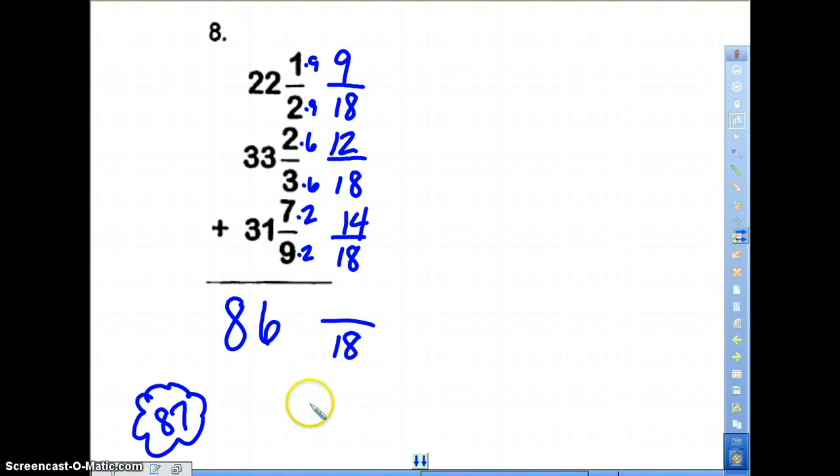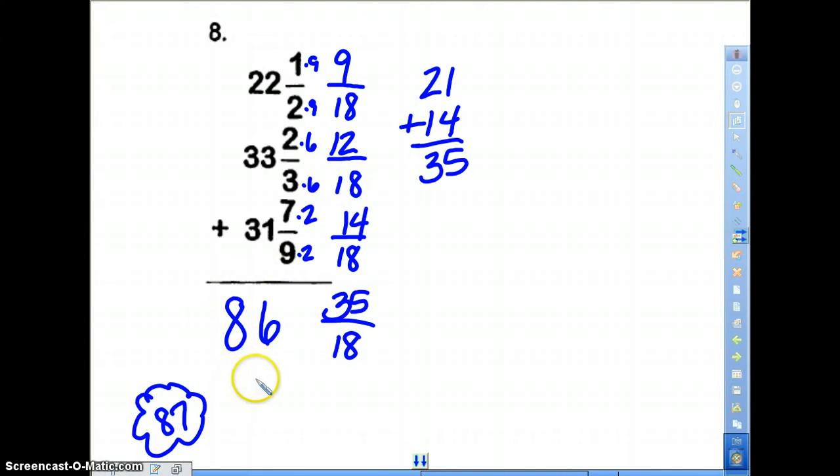I need to add all those fractional pieces together. So 12 plus 9 is 21, plus that extra 14 gives you 35. So I get 35/18. So far, I know my answer is 86 and 35/18. So what do you think about that answer?